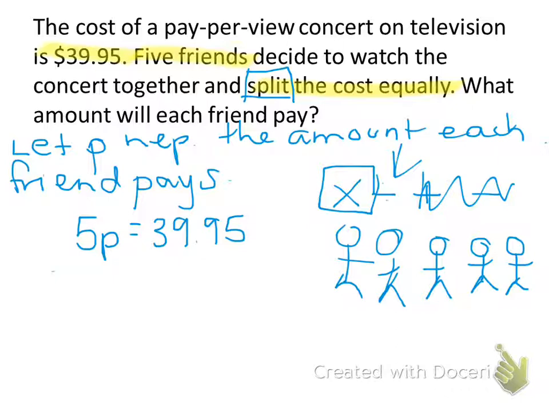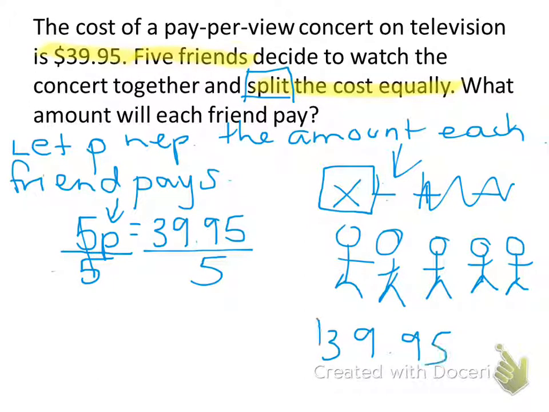Now let's solve this equation. I'm going to divide both sides by 5 to get rid of this 5 over here and get this p by itself. If we have 39.95 divided by 5, 5 goes into 39 7 times. 7 times 5 is 35. Subtract them. Oh, get a 4. Bring down this 9. Oh, I forgot to do something.